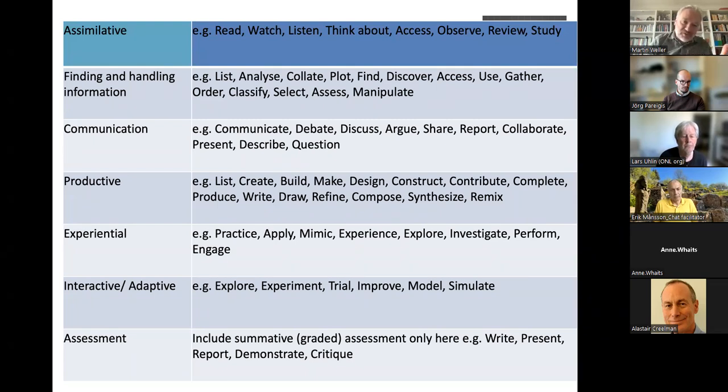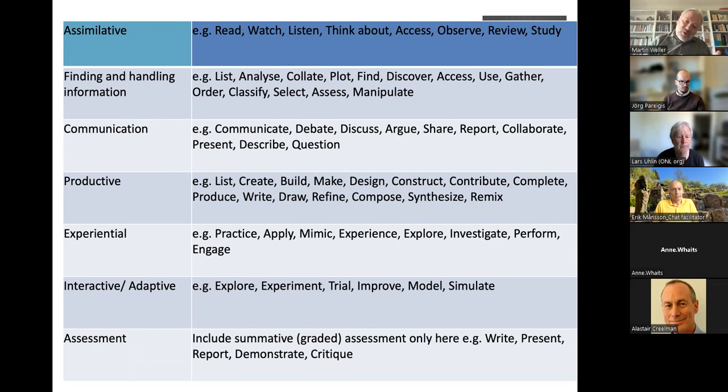So we use these categories, which are assimilative. That's when you might be reading something, watching something, really taking in information. Then finding and handling information. These are examples of the types of verbs you might use to describe these things. So if someone was listing something, analysing something, that's doing something with information. Communication might be having a discussion or a debate within a forum. Productive is where the student's producing something, like writing something, creating something.